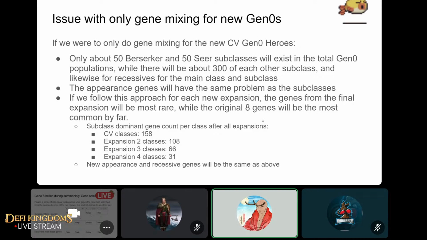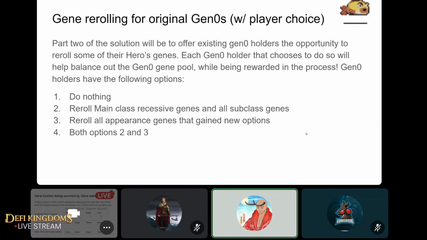So hopefully this helps illustrate the rationale behind what we're doing. This is very unbalanced, and these are intended to be basic genes. The things that are intended to be rare are those mutations and getting to advanced classes and above. So this is something we don't want to have. So if we get into gene re-rolling for the original Gen Zeros, this would only apply to those that were summoned in Sarandale, not the new ones coming out today.